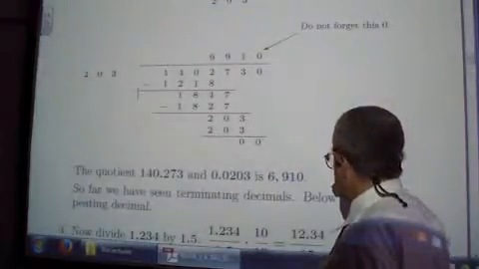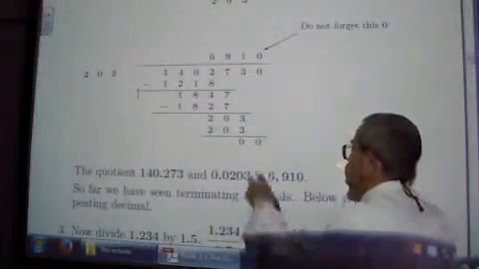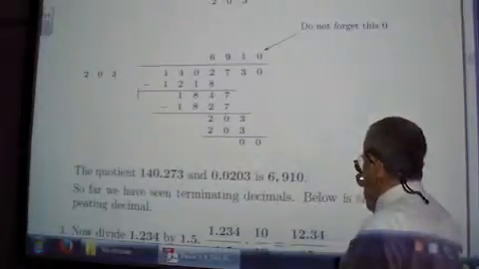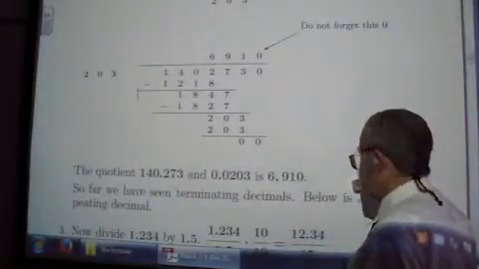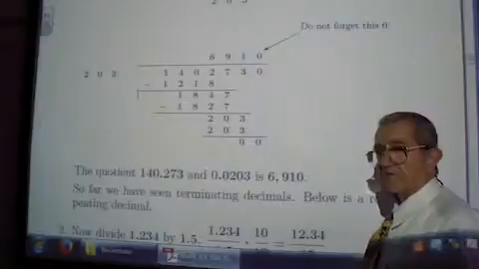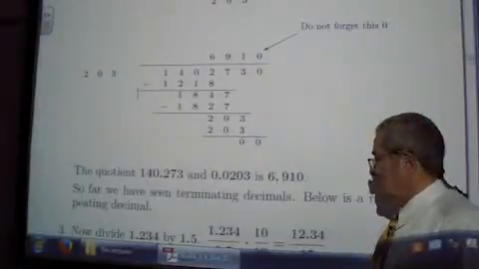So far we have seen terminating decimals. In other words, there's no remainder after a certain point. Below is a repeating decimal. Okay? A repeating decimal.